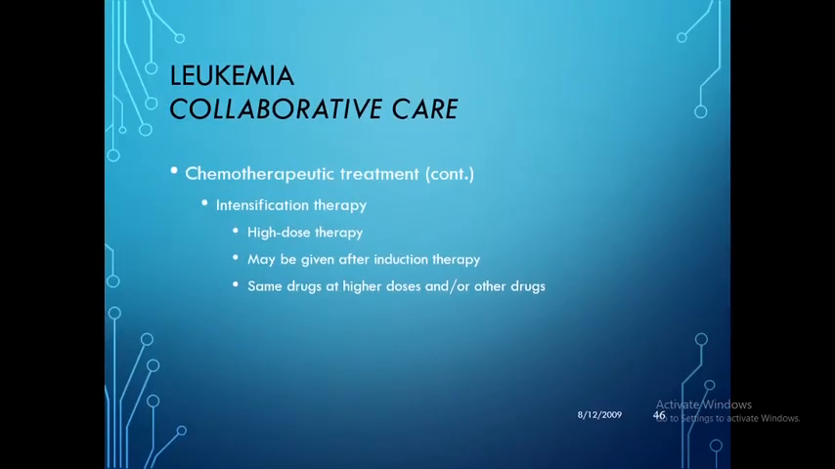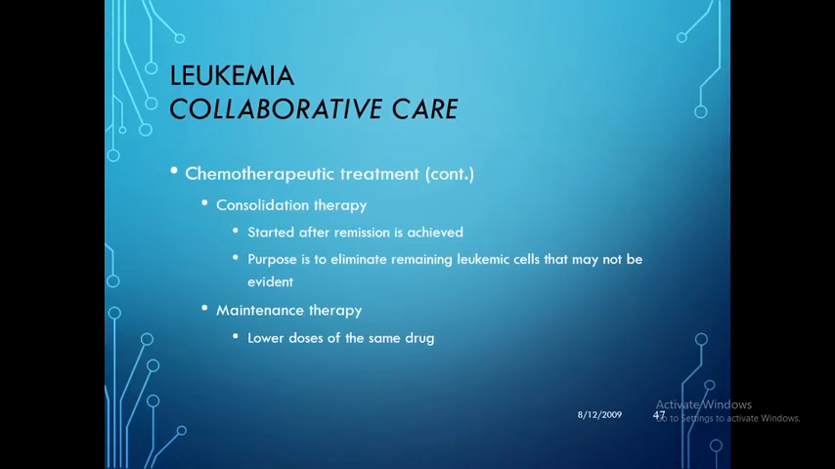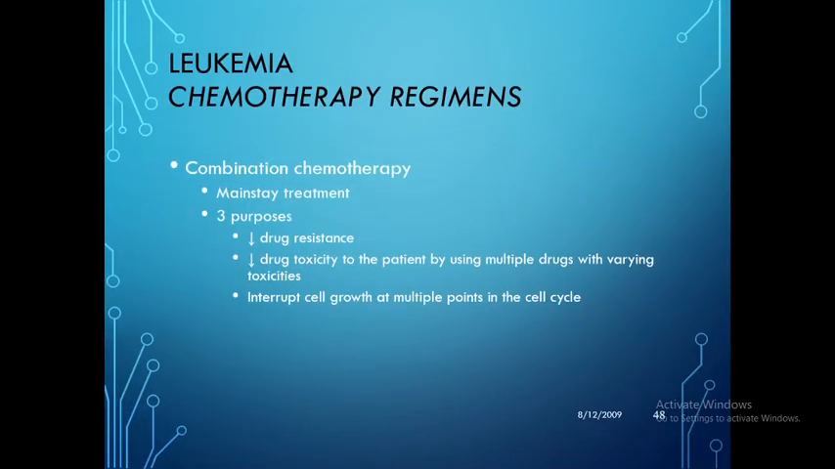Then chemotherapeutic treatment, intensification therapy. In intensification therapy, we have to pay attention to high dose therapy, which may be given after induction therapy, and the doses of the drugs. Then we have another type, consolidation therapy. We can do consolidation therapy only once we achieve remission, when there are no visible or detectable cancer cells. The purpose is to eliminate remaining leukemic cells that may not be evident. And we have maintenance therapy, which consists of lower doses of the same drug to maintain the condition.